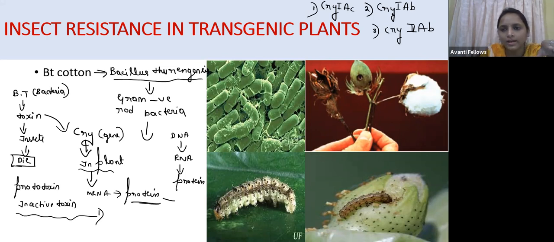This Cry1 AB we will use in the corn. These two genes we will use in the cotton for the bollworms.